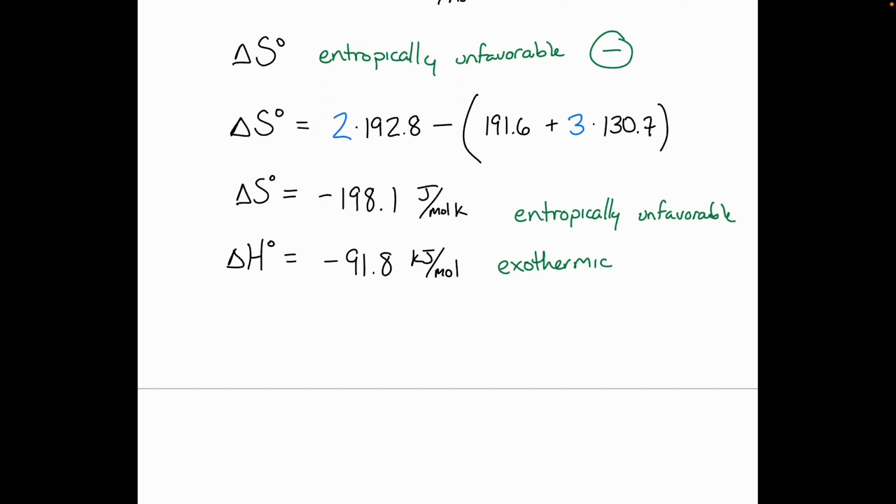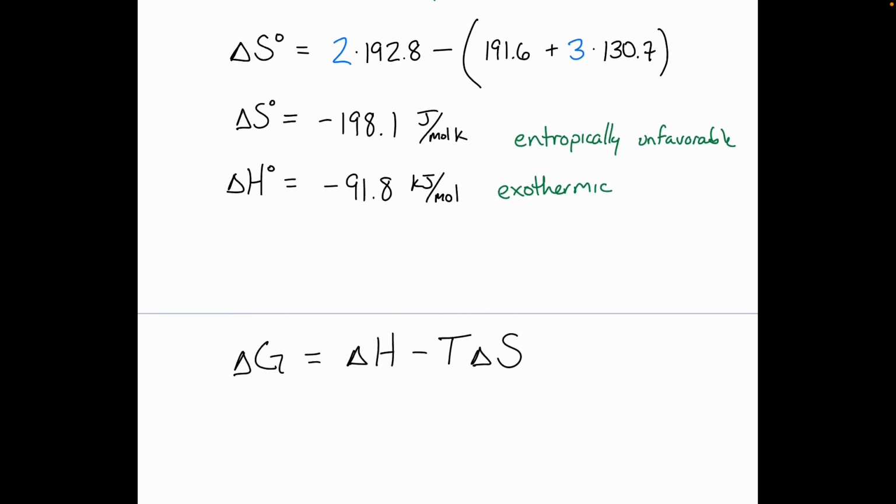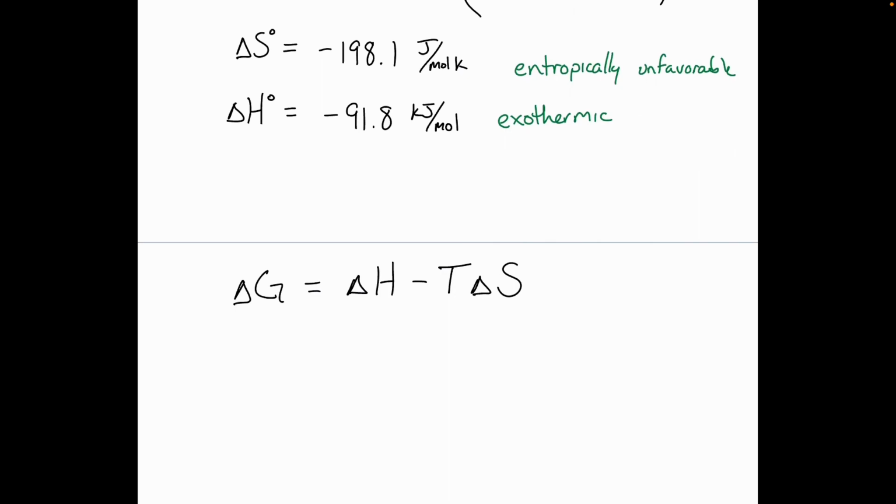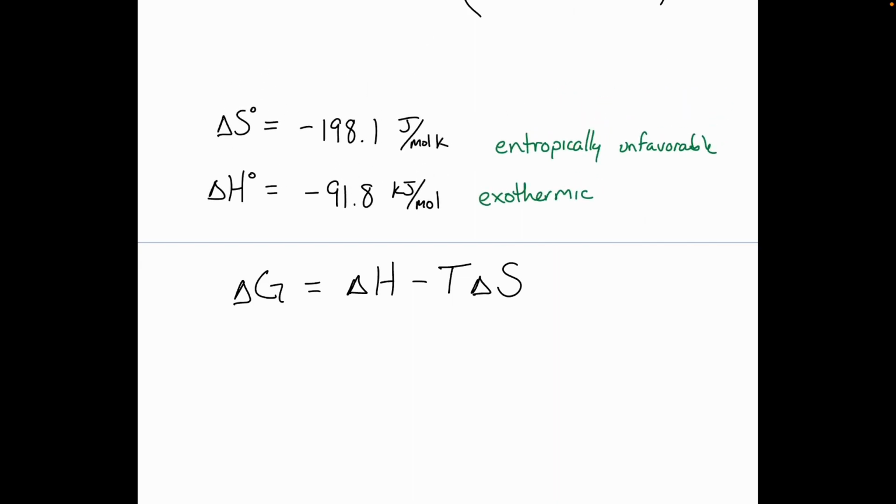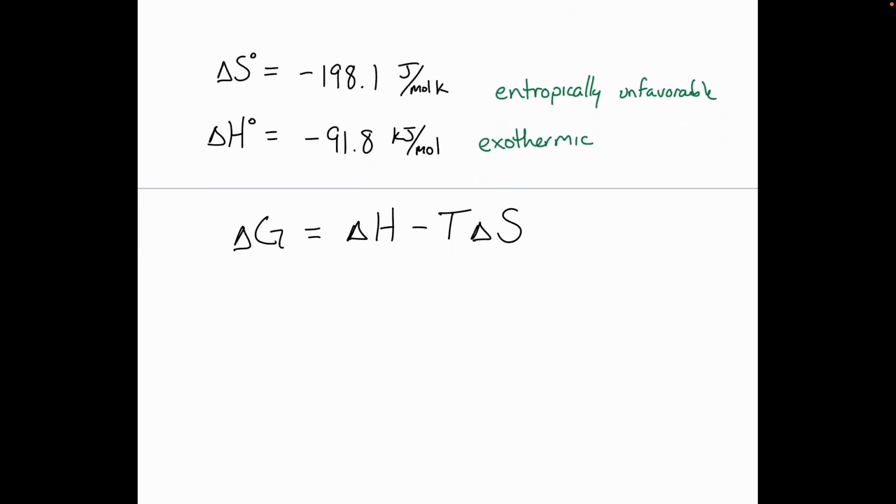All right? If we look at the relationship between these two thermodynamic variables, our delta G is equal to delta H minus T delta S. And I want you to look at this equation here and our values that we got for delta H and delta S, and tell me whether or not this reaction would be spontaneous or non-spontaneous at low temperatures versus high temperatures. Right? Spontaneous or non-spontaneous.